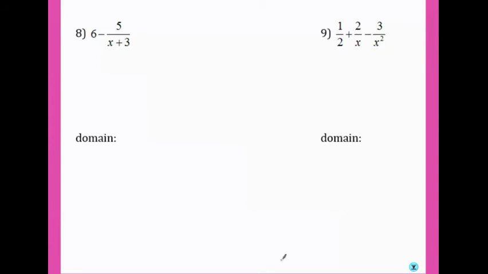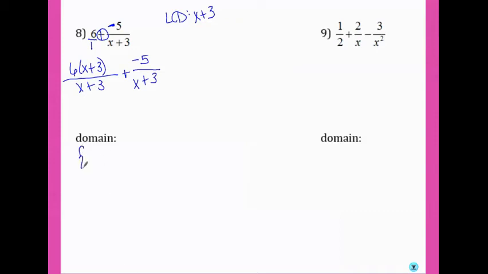Here, the 6, its denominator will just be over 1, which means our LCD is just x plus 3. The first fraction's missing x plus 3, so multiply it on top and on the bottom. Because it's minus here, to make it a little bit easier, I'm going to change it to plus and make this a negative 5 so that I don't forget about it. For our domain, we know that x cannot equal negative 3.